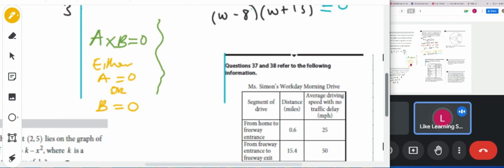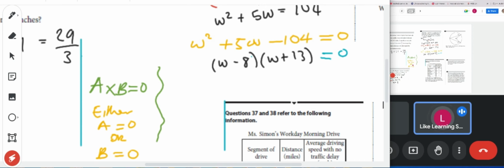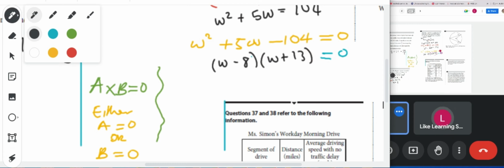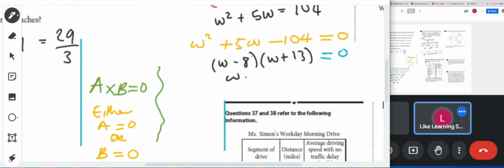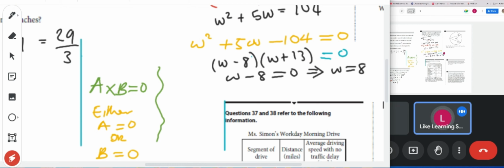Alright, so in this case, because this thing simply means this one in bracket times the other one in bracket equals 0. So either one of them is equal to 0 or the other is. Either w minus 8 is equal to 0, which will give us w equal to 8 if you solve the equation. Minus 8 becomes plus 8 on the other side, isn't it? Yes, sir. Just solving the equation.